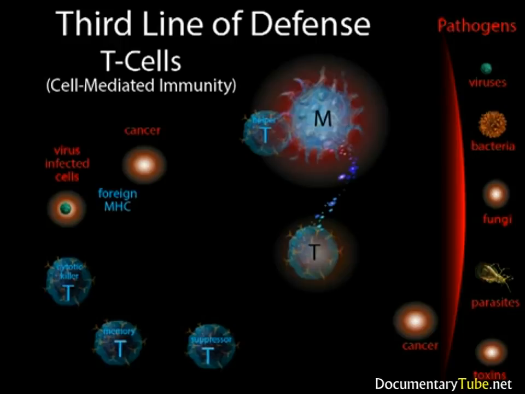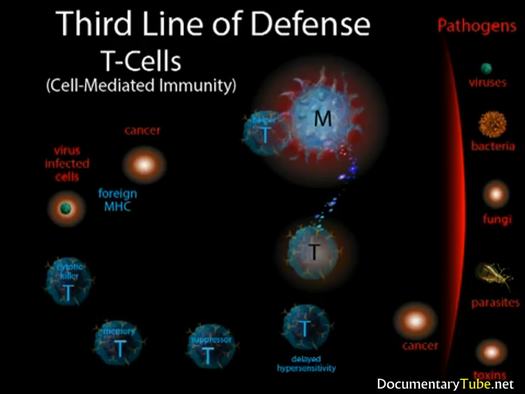Another type of effector T cell is the delayed hypersensitivity T cell. This kind of T cell responds to antigens by releasing chemicals which promote inflammation. They also promote phagocytosis by attracting macrophages through chemotaxis. These cells are particularly active in allergic reactions. For example, the itching and burning sensation caused by poison ivy is a delayed hypersensitive T cell response to antigens produced by skin cells which interact with poison ivy.